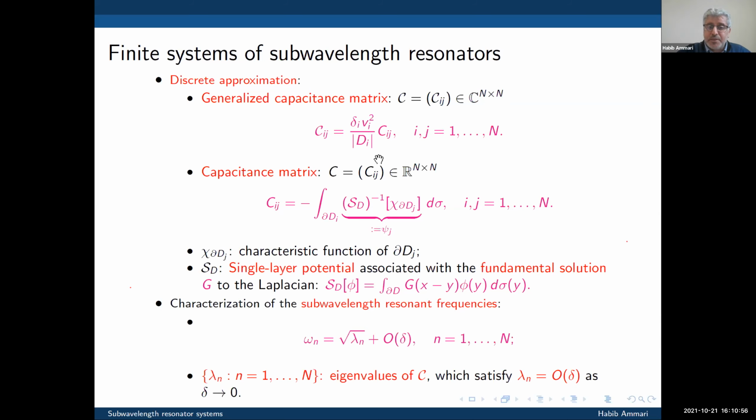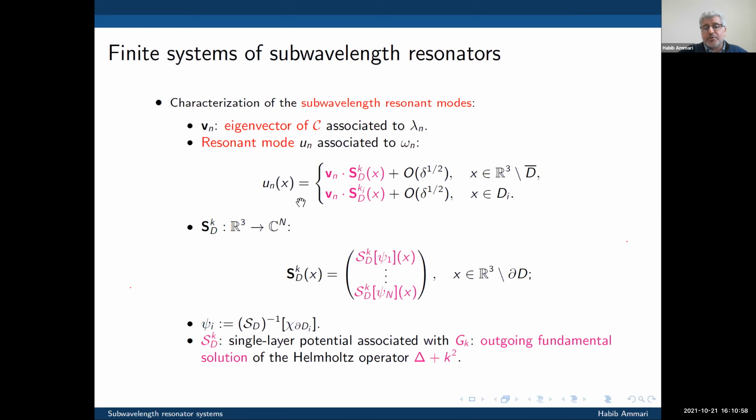And we can do the same for the eigenmodes. The eigenmodes, the resonant modes, can be approximated in terms of the eigenvectors of our capacitance matrix by multiplying these eigenvectors with the single layer potential of these densities here. The single layer potential corresponds to convolution with the outgoing fundamental solution of the Helmholtz operator.